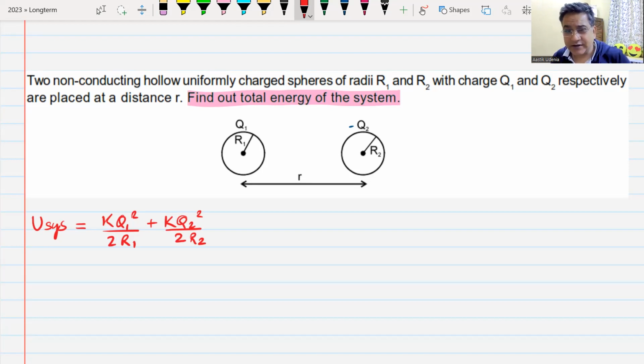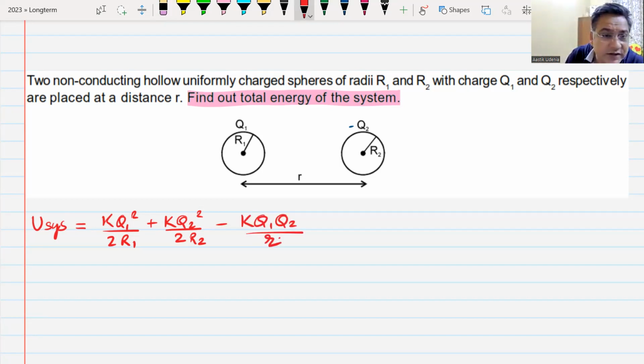Yes, sir. To find the mutual energy, you find the potential at the center of any of the spheres and you multiply it by the charge of the other sphere. One is positive and the other is negative. The answer will be minus K Q1 Q2 by R. Do we understand this? Yes, sir. Everyone understands this?